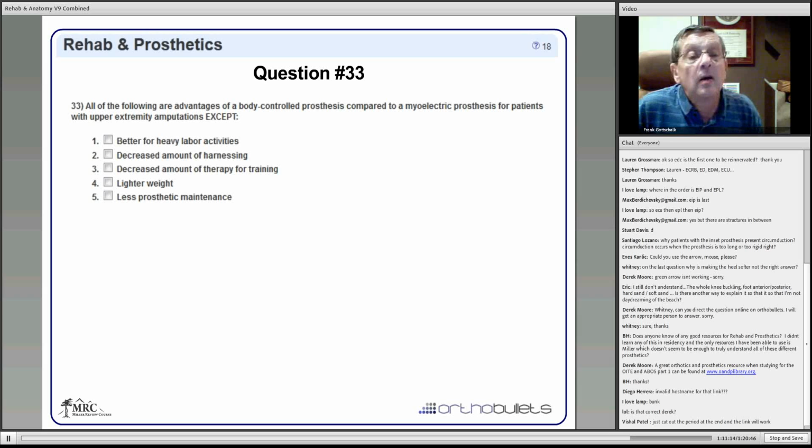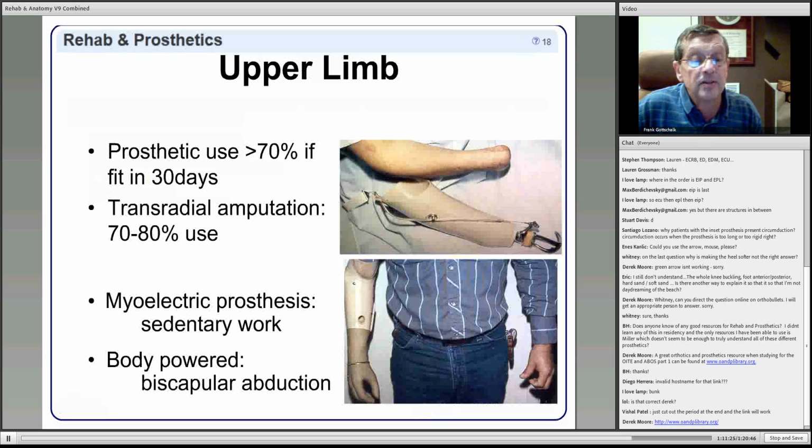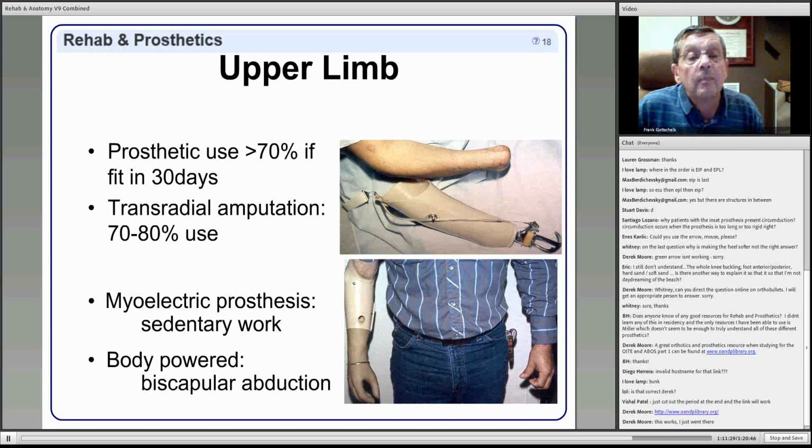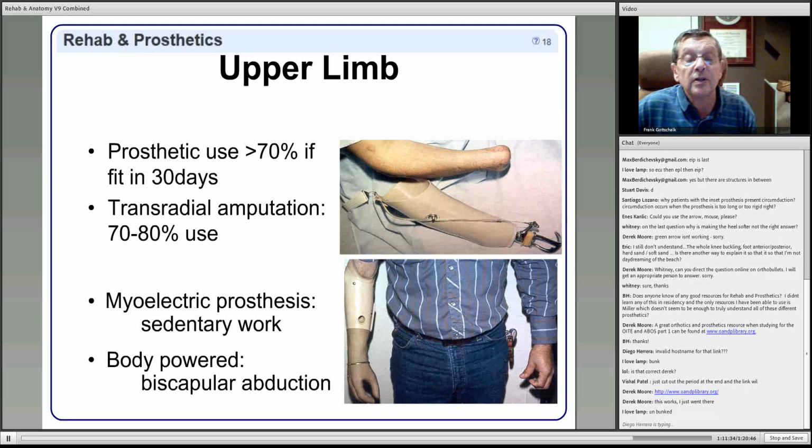All of the following are advantages of a body-controlled prosthesis compared to myoelectric prosthesis for patients with upper extremity amputations, with the exception of... Prosthetic use occurs in 70% of patients fitted within 30 days of amputation. Transradial amputation, about 70 to 80% of amputees will use a prosthesis.